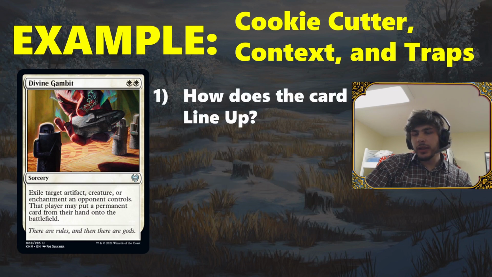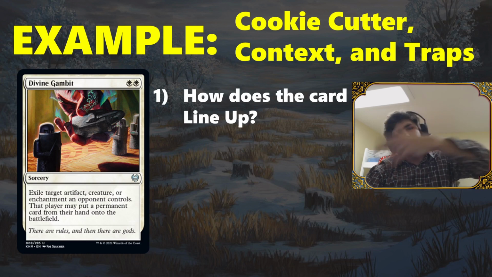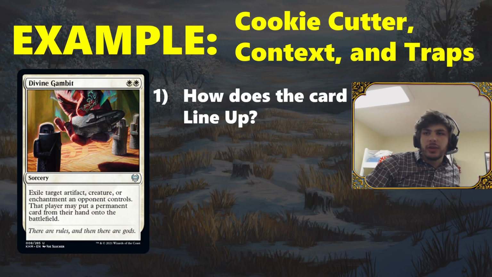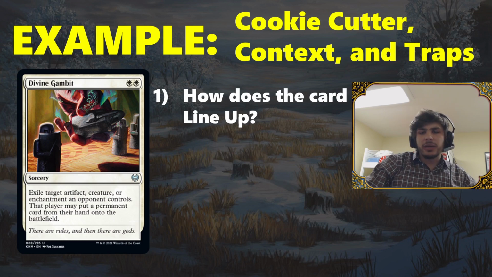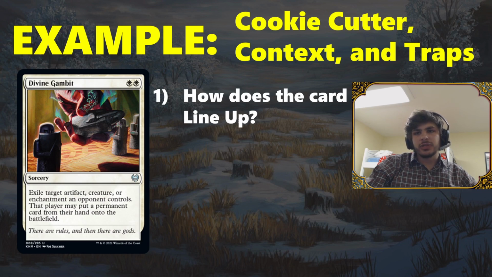So context now. How does the card line up? The important thing to know is, are there going to be a lot of big creatures that just sit in people's hands forever, or are they going to be able to deploy their threats in a reasonable time frame so you can kill them with Divine Gambit? Also, are there decks that are playing big creatures? If every deck is just playing a bunch of 2/2s, then the card's going to be just kill a 2/2, they get another 2/2 or something like that.